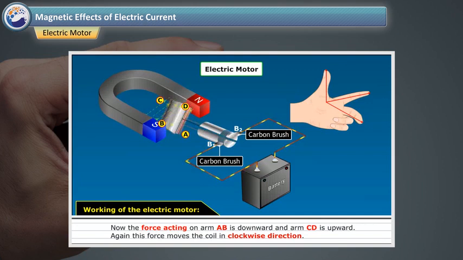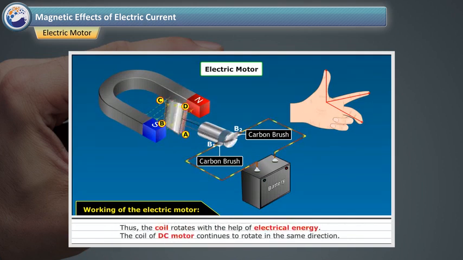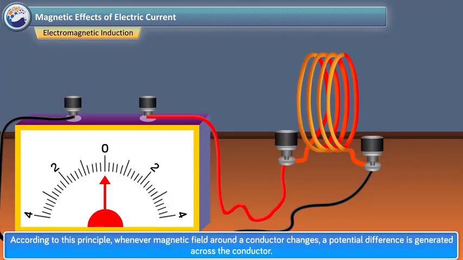Again, this force moves the coil in clockwise direction. Thus, the coil rotates with the help of electrical energy. The coil of DC motor continues to rotate in the same direction. According to this principle, whenever magnetic field around a conductor changes, a potential difference is generated across the conductor.